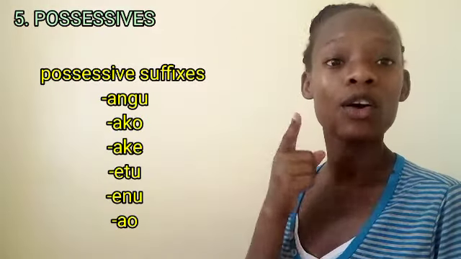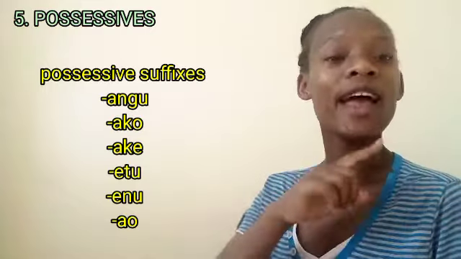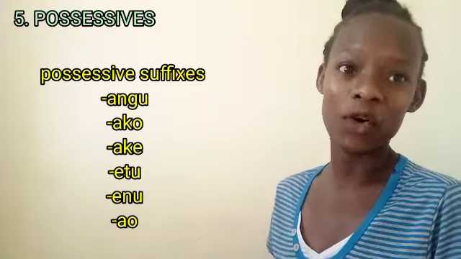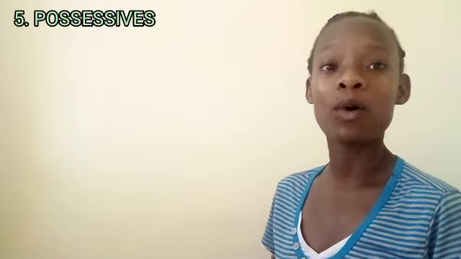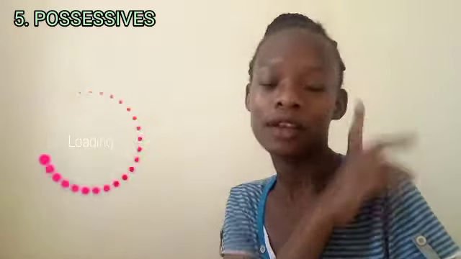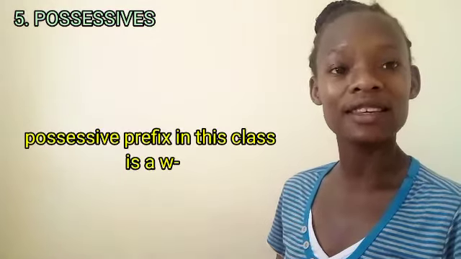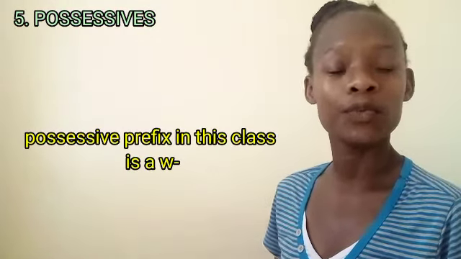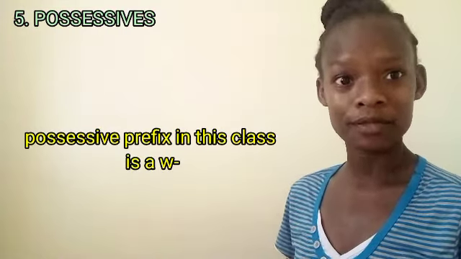We have angu, ako, ake, etu, enu, and ao. Those are the 6 possessive suffixes. But if you want to know more about possessive suffixes, you can check this link suggested here. And the possessive prefix that is used in this class is a W.